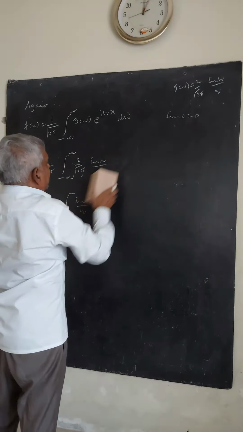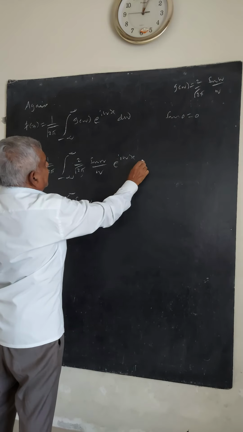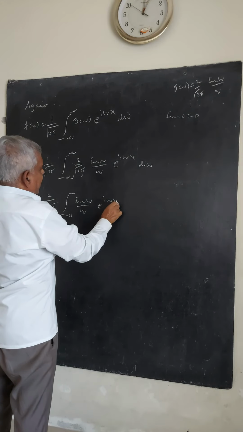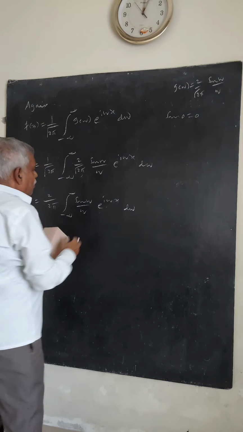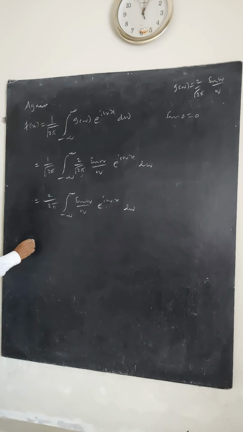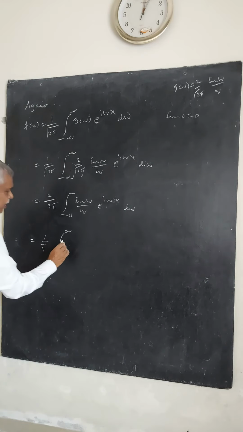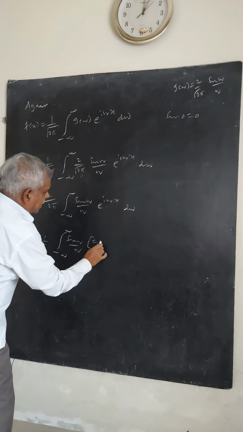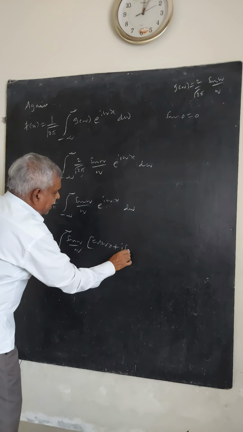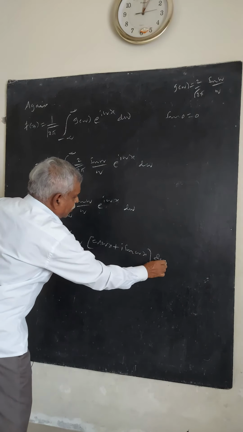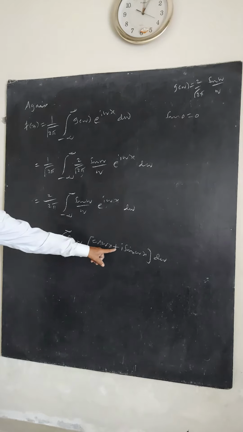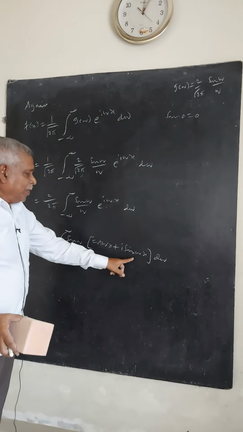I have not written e power i omega x d omega. The 2 gets cancelled: 1 by pi, minus to plus infinity, sin omega by omega, e power i omega x, which is cos omega x plus i sin omega x, d omega.